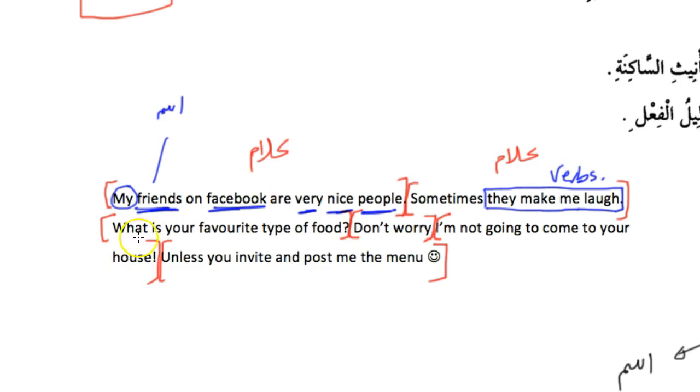Again, what is your favorite type of food? What, your, favorite, type, food. You know what those mean. So all of these are isms. Don't worry, let me change the color of this. I think it's getting a bit confusing.